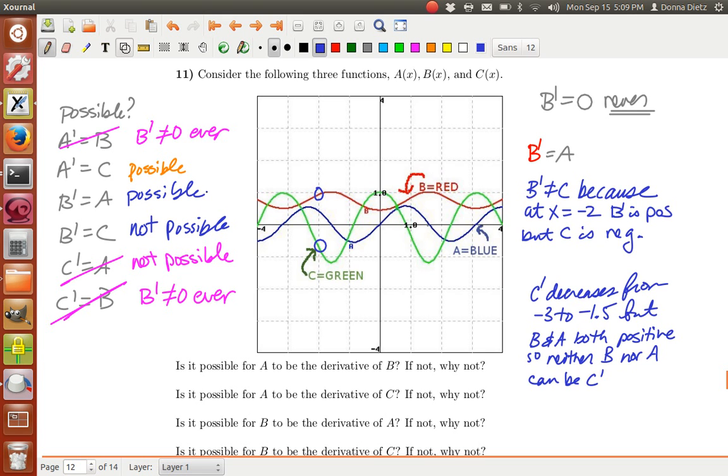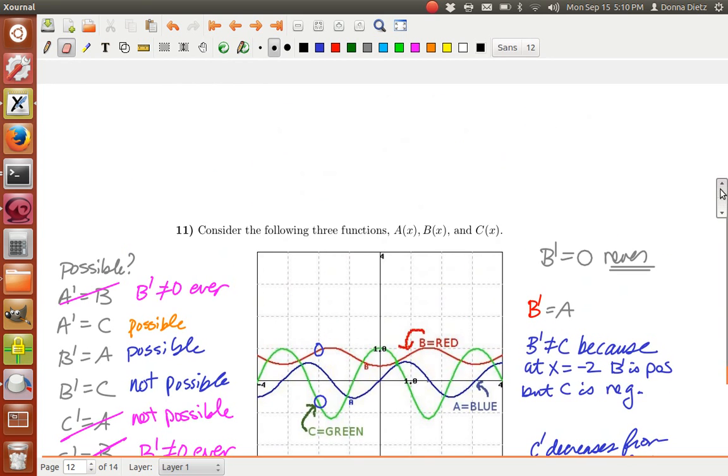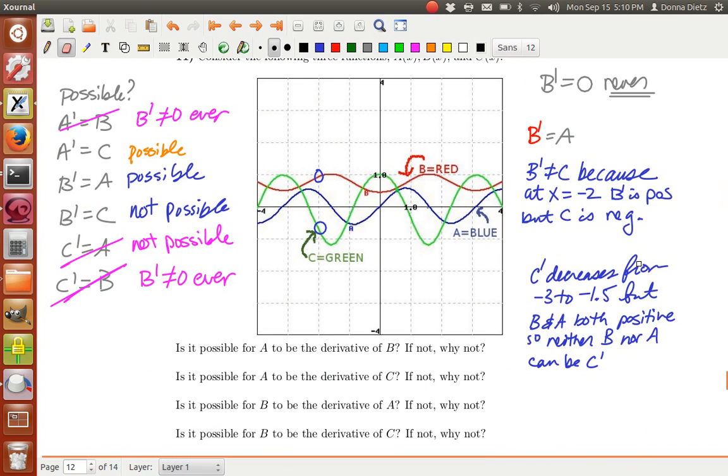Okay. So you see, we hit some issues and we kept going. Sometimes we got some inconclusive leads, and you know, this is okay. So we take these rationales instead of scribbling them down on the side. I can just say, okay, why are these true? B prime is not equal to 0 ever. So is it possible for B to be the derivative of A? No, because B prime is not equal to 0 ever.